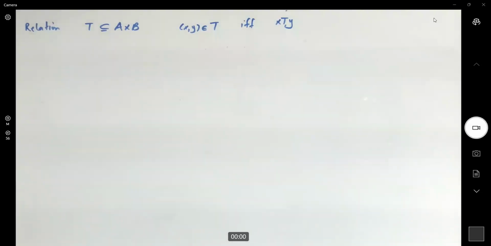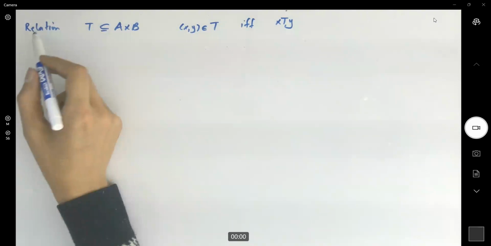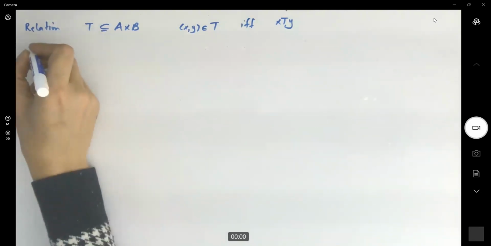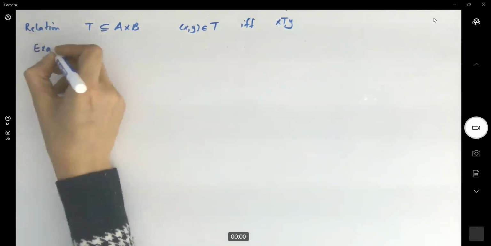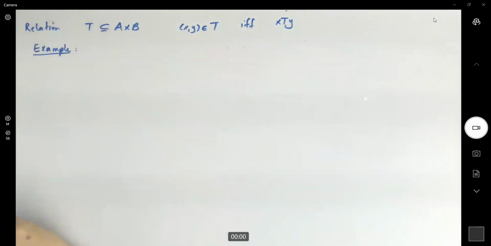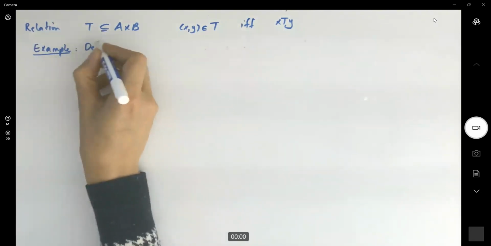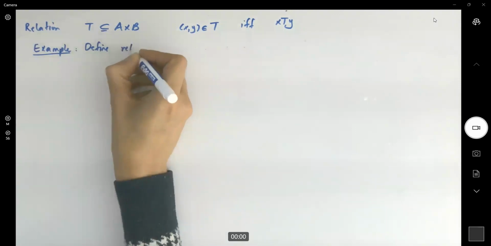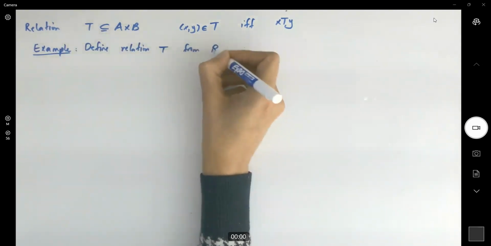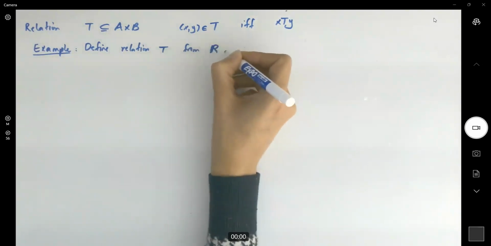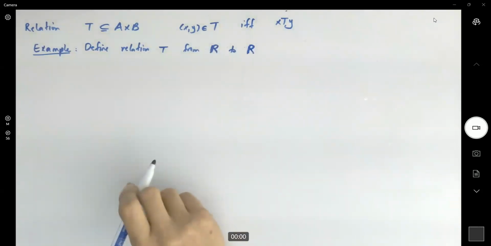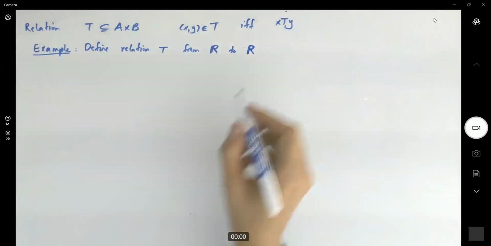Let's take a look at the next example. Remember that we defined a function to be a relation with specific conditions. Now here we have an example. We're going to define a relation T from the real line, bolded R, to the real line, note that I'm using bolded R, as follows.